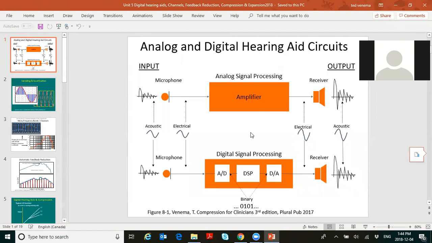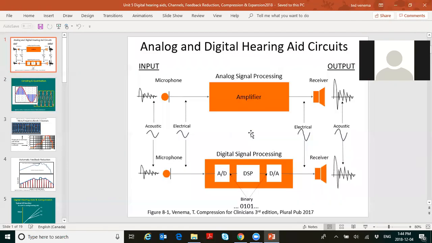Digital hearing aids, remember the year they came out, 1997. The first digital hearing aid was the Widex Senso. It had 3 channels. The very next one was the Oticon Digifocus, D-I-G-I-F-O-C-U-S, Digifocus. That had 7 bands and 2 channels.